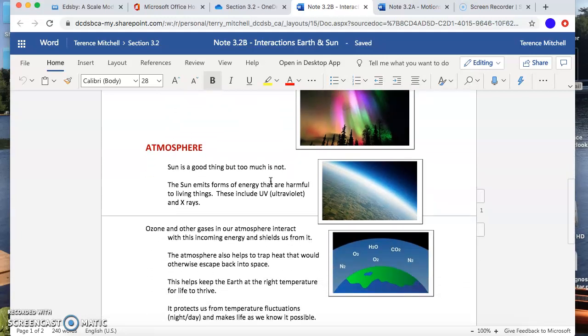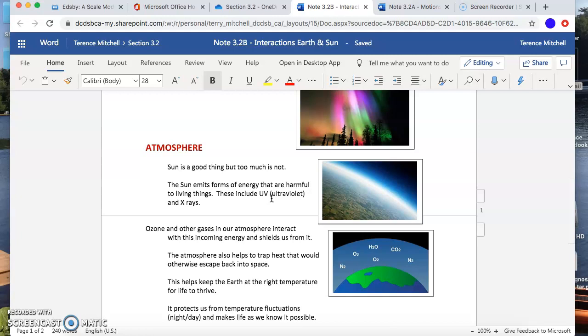So the atmosphere is a good thing, but too much is not. The sun emits forms of energy that are harmful to living things. These include UV ultraviolet rays, and it's these UV rays that burn our skin. Ozone and other gases interact with this incoming energy and help shield us from it.